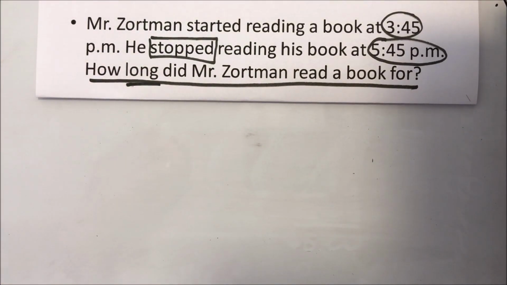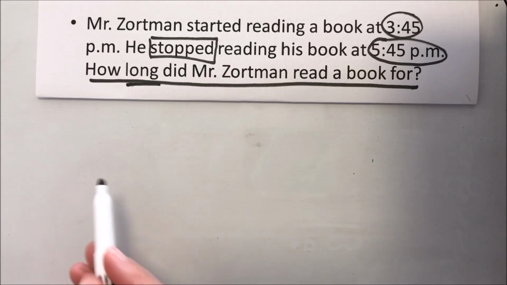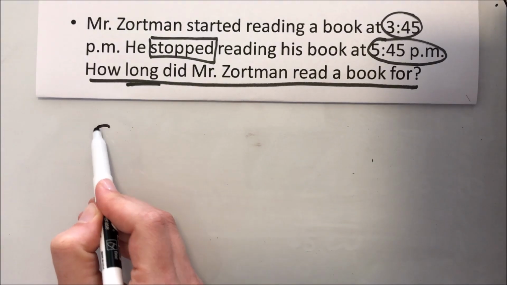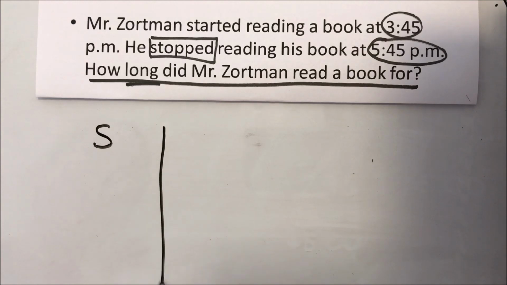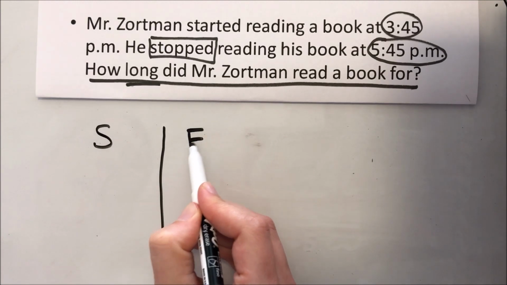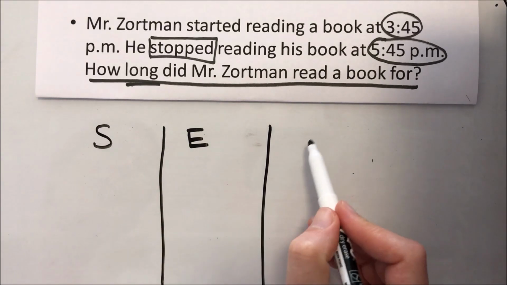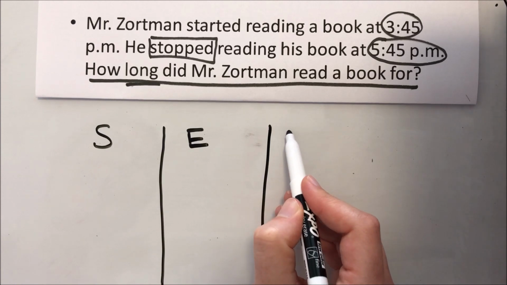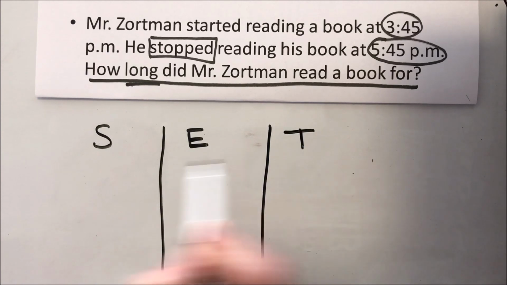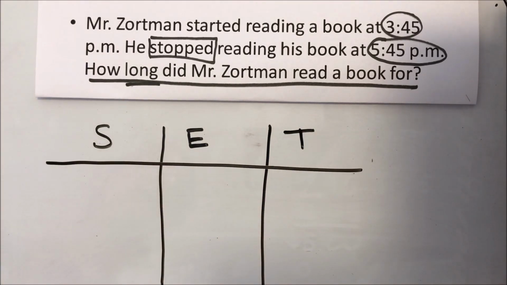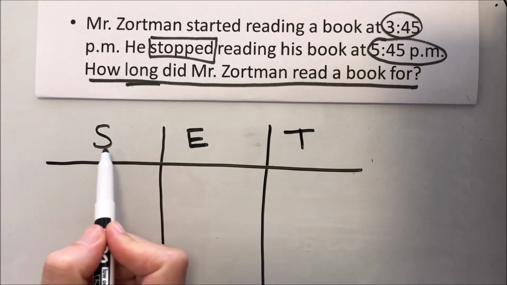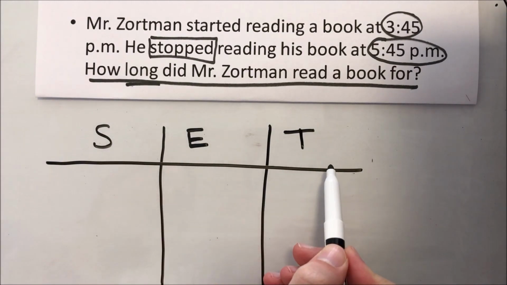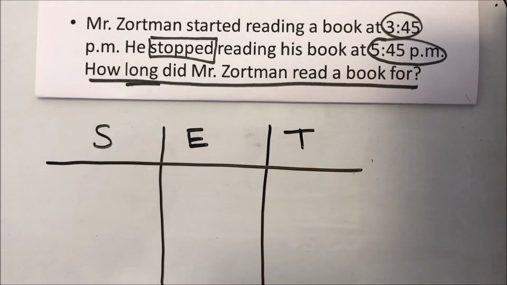So I'm going to show you using a strategy that you'll be using in 4th grade, using a table. So we're going to think about the start time. We're going to think about the end time. And we're going to think about the time that passed. I like to call this my set table just because it says this is my start, my end, and then the time that it took for the activity.